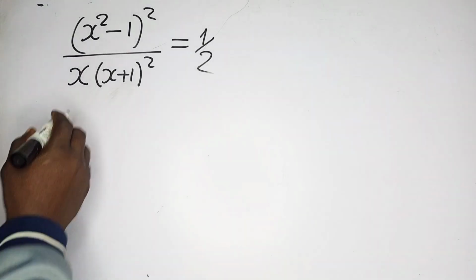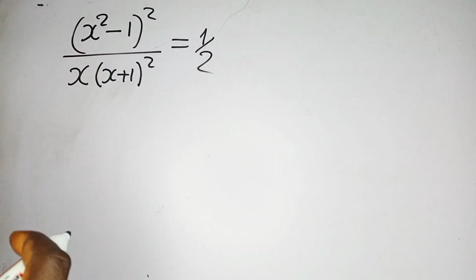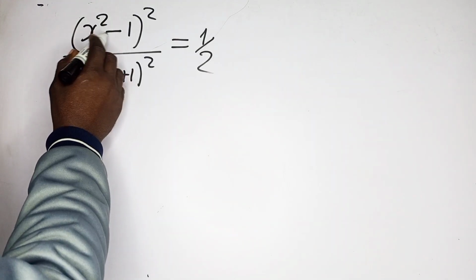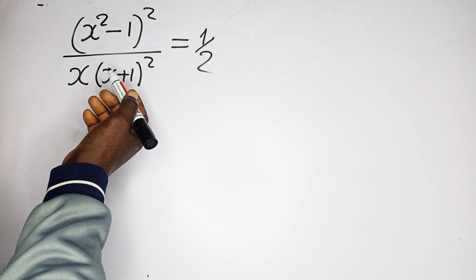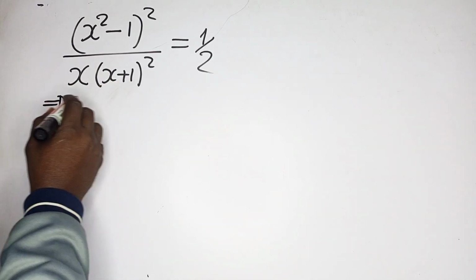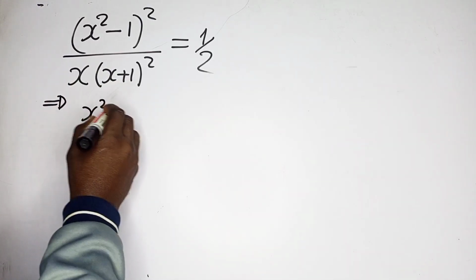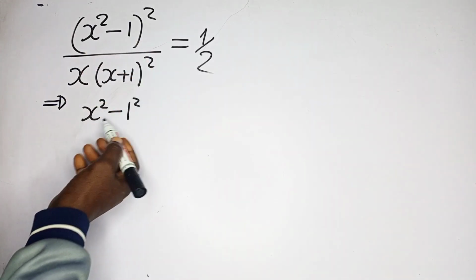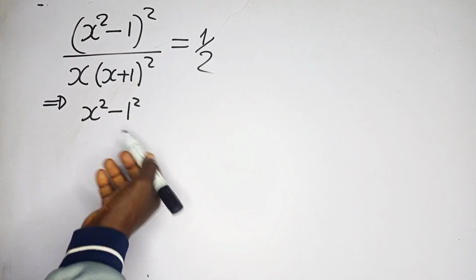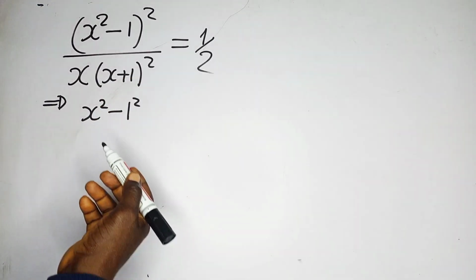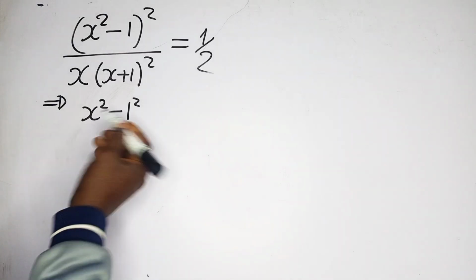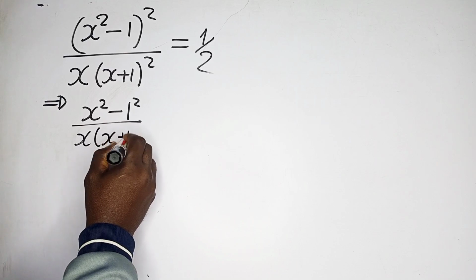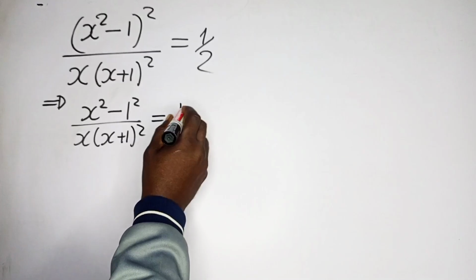If we look at the numerator, we will see that the expression in the parenthesis is actually a difference of two squares. To make that visible, we can write that numerator as x² − 1². Remember, 1 squared is the same as 1. We write it in this form to make it clearer that it's a difference of two squares, so we can apply the difference of squares identity, all over [x(x + 1)] all squared, equal to a half.